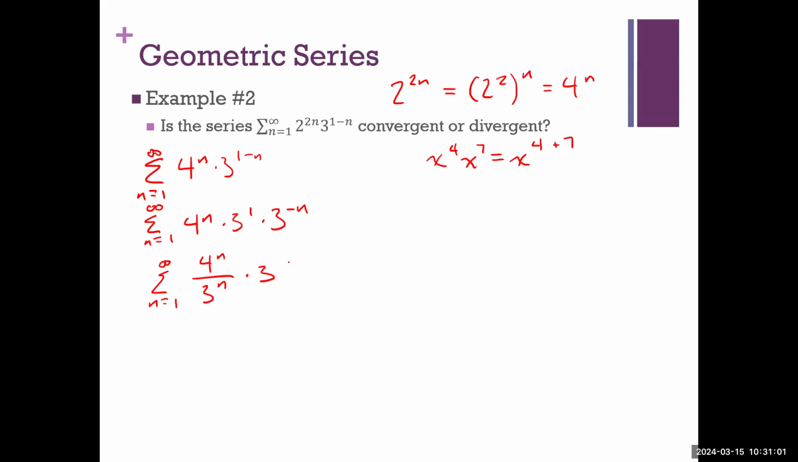I can also call 3 to the 1 just 3. Did that help? Now you have a ratio. What is our ratio? 4/3. And one more thing I'll point out here is that 4 to the n divided by 3 to the n, I can rewrite as 4/3. So I have a common ratio of 4/3.